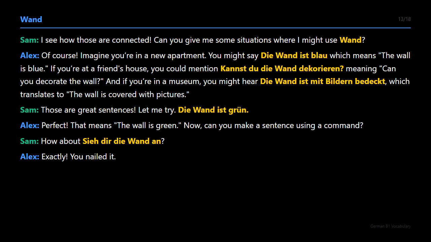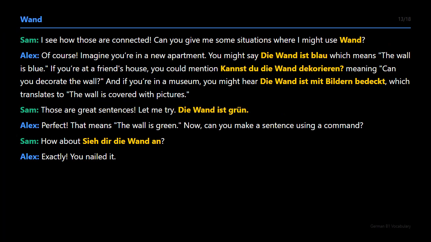Can you give me some situations where I might use Wand? Of course. Imagine you're in a new apartment. You might say, Die Wand ist blau, which means the wall is blue. If you're at a friend's house, you could mention, Kannst du die Wand dekorieren? meaning can you decorate the wall? And if you're in a museum, you might hear, Die Wand ist mit Bildern bedeckt, which translates to the wall is covered with pictures.